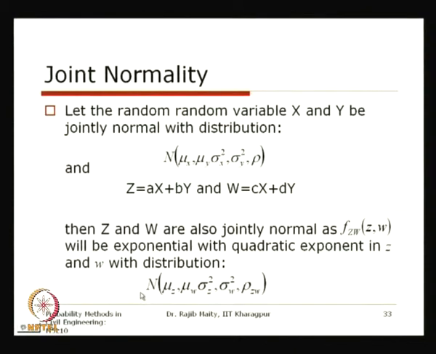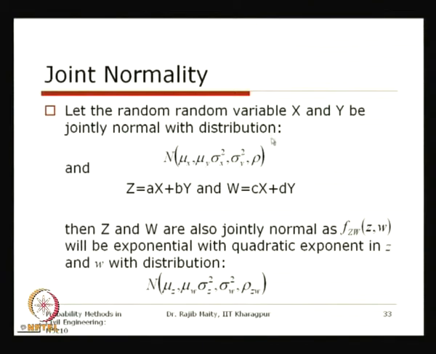Now the joint normality. Let the random variables X and Y be jointly normal with the distribution N(mu_X, mu_Y, sigma_X squared, sigma_Y squared, rho). Here mu_X is the mean of the random variable X, mu_Y is the mean of Y, sigma_X squared is the variance of X, sigma_Y squared is the variance of Y, and rho is the correlation coefficient between X and Y. There will be a comma between mu_Y and sigma_X squared.